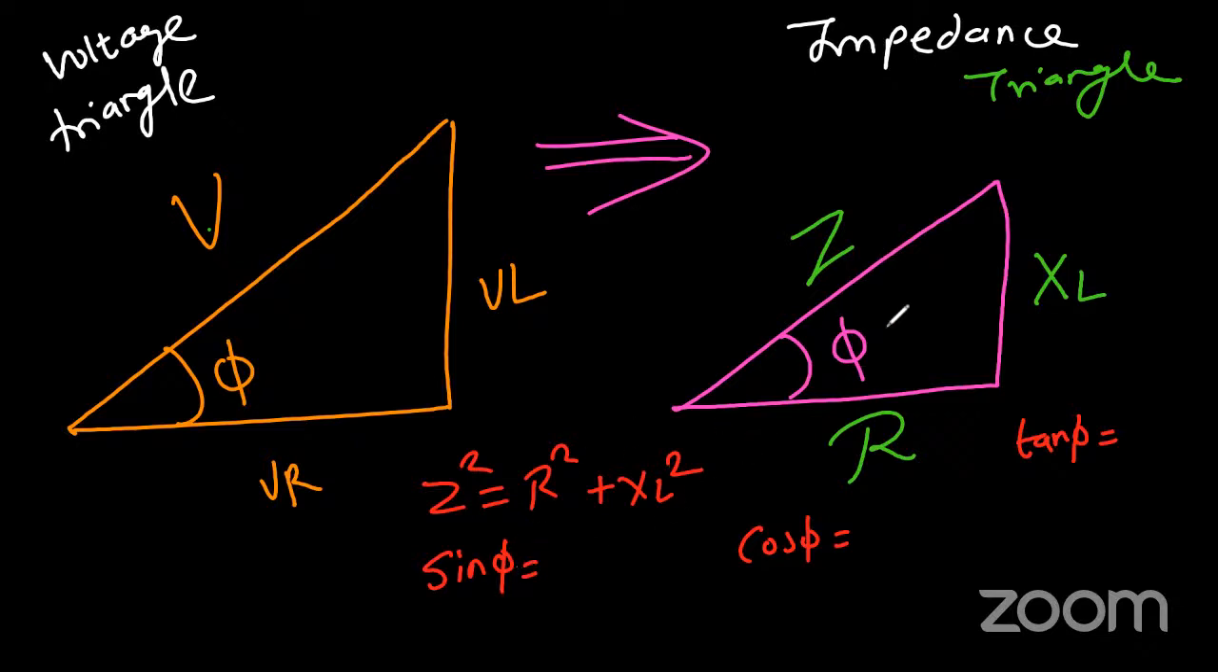What is sin phi? It's the opposite upon hypotenuse. So opposite क्या है? XL. Hypotenuse क्या है? Z. So it's XL upon Z. Okay. Now just tell me what is cos phi. Cos phi क्या आएगा? Sin phi is XL upon Z. What about cos phi? And tan phi क्या आएगा?